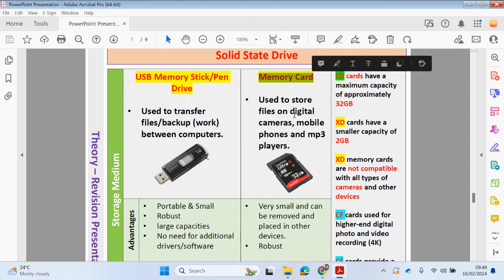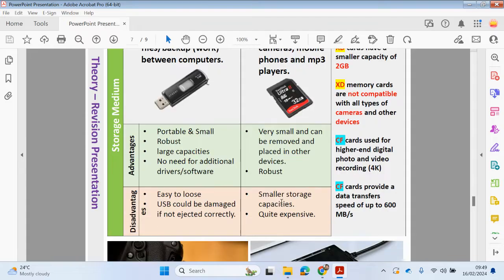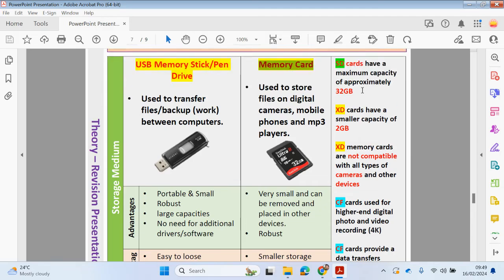Okay, these can be used to store files on digital cameras, mobile phones, MP3 players. Very small and can be removed and placed into other devices. Again, very robust. Smaller storage capacities compared to USBs, and quite expensive per gigabyte. And then you have all these other cards as well.